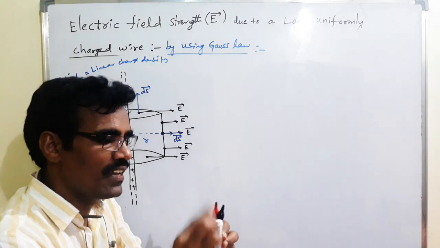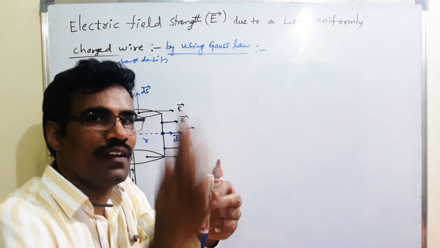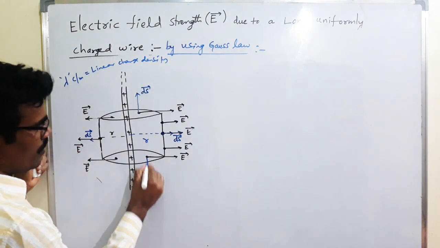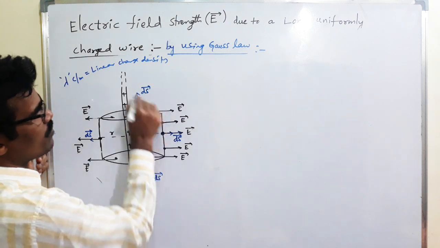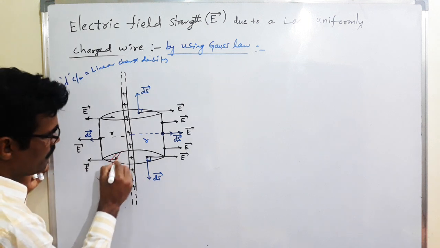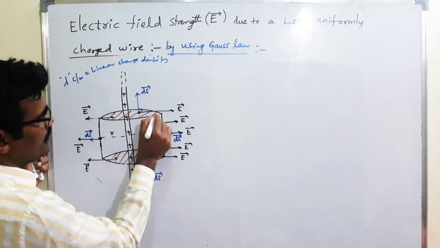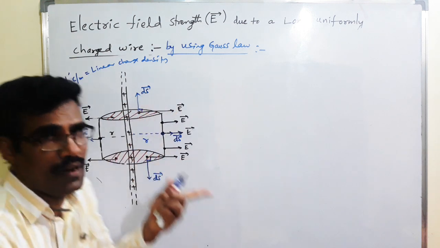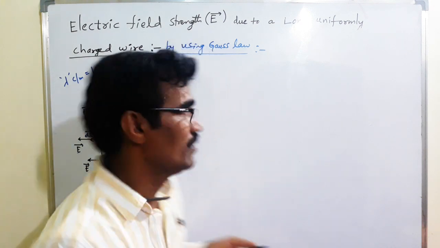Now this is the flat surface. The area vector is upward here and downward at the other end. Here E bar and ds bar are perpendicular. For the circular surface, the flux is 0 because E bar and ds bar are perpendicular to each other. E bar dot ds bar equals 0.